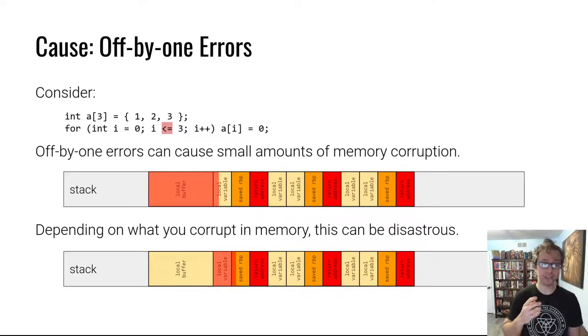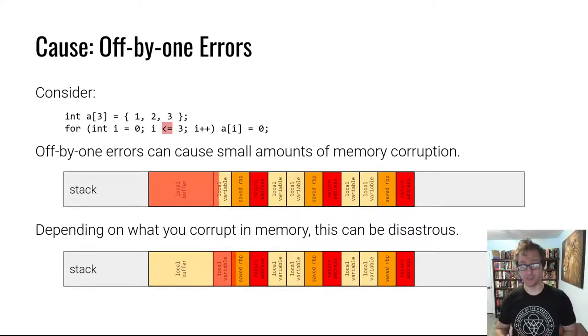So if you have an array with three elements, 1, 2, and 3, and you access array index 3, that is the fourth element of the array. That is technically an off by one error, and these off by one errors can cause small overflows. And these small overflows can be problematic as well, as we'll talk about shortly, and as you'll discover in your homework.